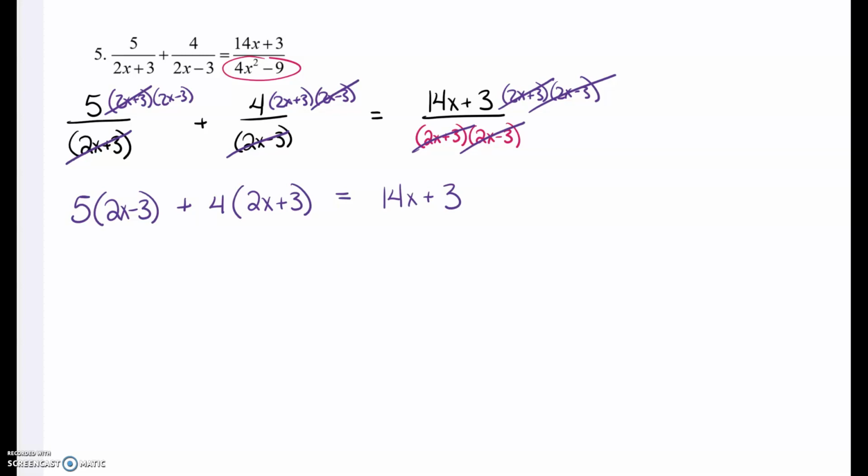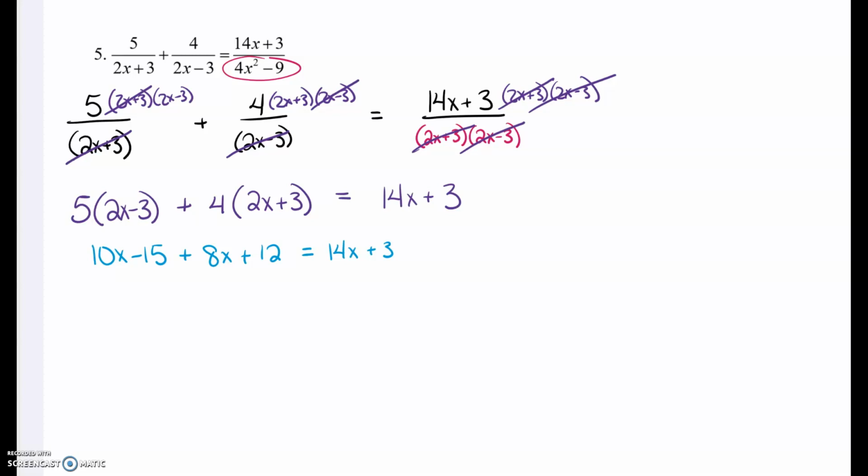Let's distribute. We've got 10x minus 15 plus 8x plus 12 equals 14x plus 3. Mom, I painted. Look, that's beautiful, sweetie.